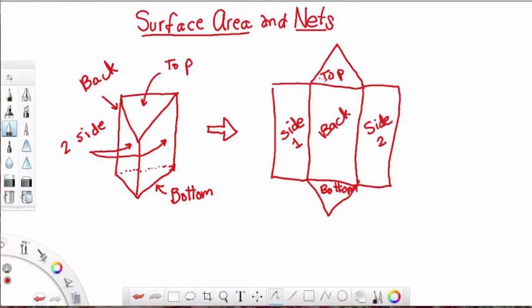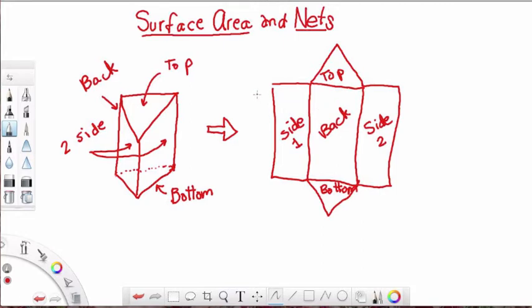And see, once we have our net of this three-dimensional figure, the triangular prism, if you take a step back, this should look actually familiar. This is a decomposed irregular polygon, and we can now find the surface area of this figure. We're taking the area of each of the surfaces or faces of this 3D figure.